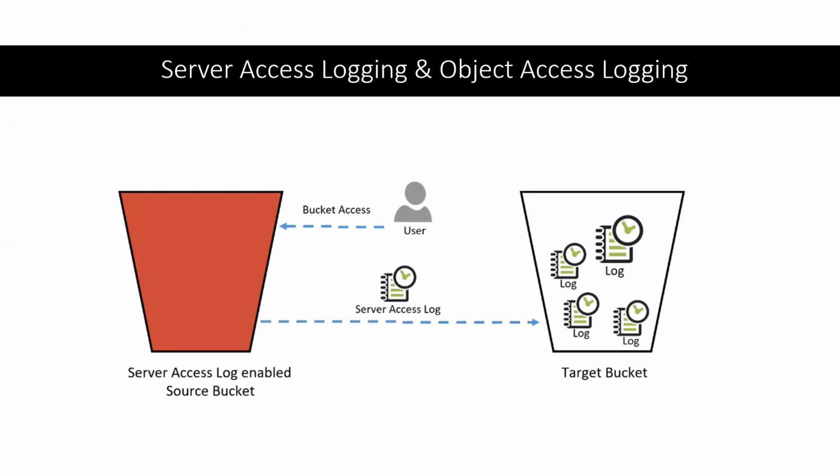If I say server access logging, what do I mean by it? Let's say you are accessing an object from your application in a bucket which has server access logging enabled. Whenever a user tries to access this bucket, whatever operations are performed, whether it's a read operation, a write operation, a put operation, or any other kind of operation, for all those operations a server access log will be generated to a target bucket, and the logs will be delivered for each individual operation that happens.